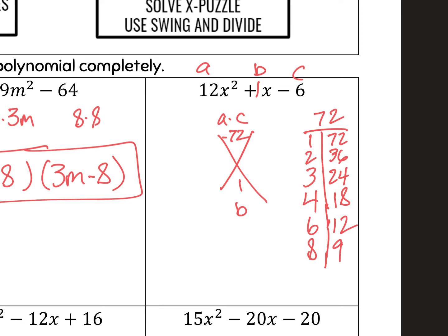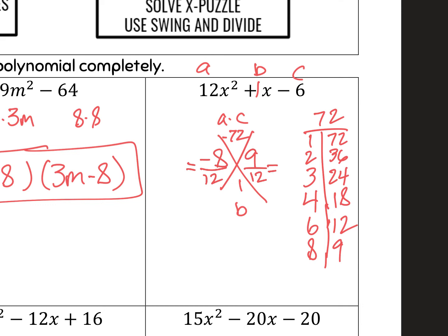So looking at the top number, am I going to add or subtract those two factors? I'm going to subtract those two factors because it's a negative number on top. So which one of these factors subtracts to give me 1? Negative 8 and 9. So I'm going to put negative 8 and positive 9. Our next step, remember, we have to divide by our a, which in this case is 12. So we divide each factor by 12.